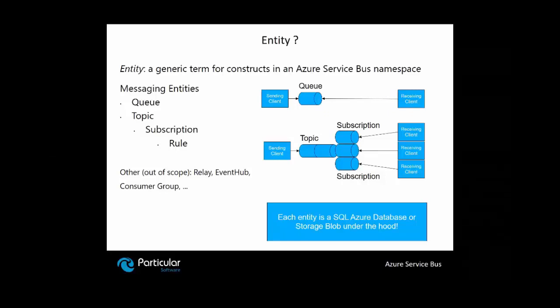A queue, I assume you know what a queue is. It is a construct on which clients can send messages to and other clients can receive from, but only one gets the message. In a topic, you can have multiple clients subscribing to this entity, and they will all receive a message sent by the sending client.